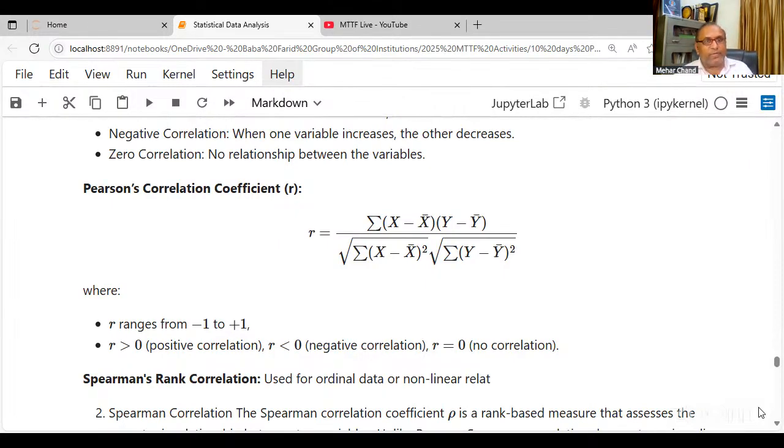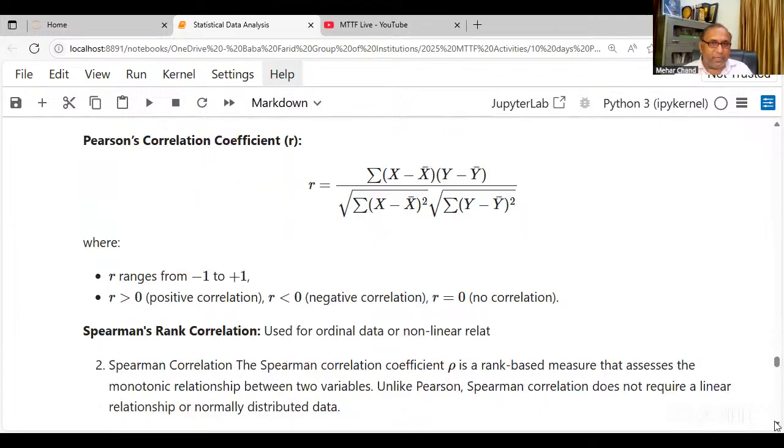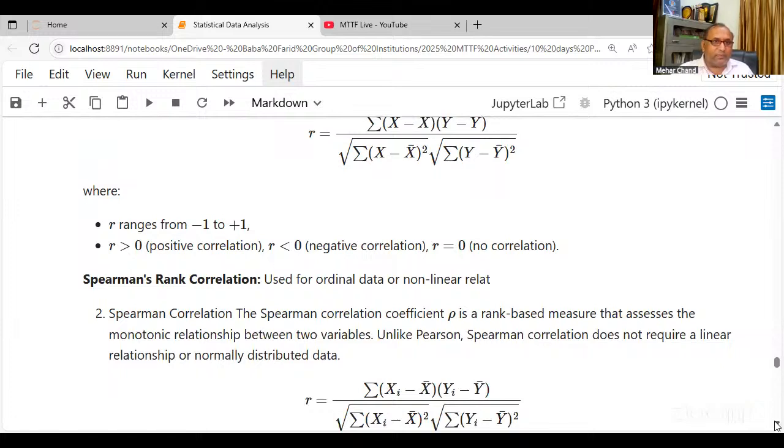Okay, then after we have the Pearson's rank correlation, used for ordinary data or non-linear relationships. Okay, so here is the formula. Spearman correlation coefficient rho is the rank-based measure that assesses the monotonic relationship between the two variables. Unlike Pearson, Spearman correlation does not require a linear relationship or normally distributed data. Okay, so we have to observe the difference between these two.